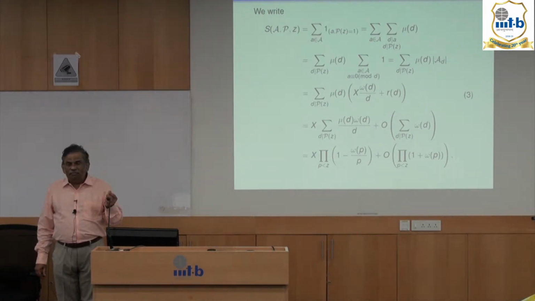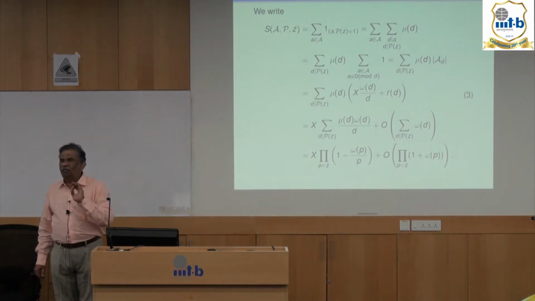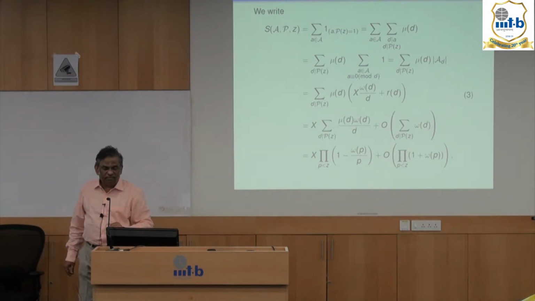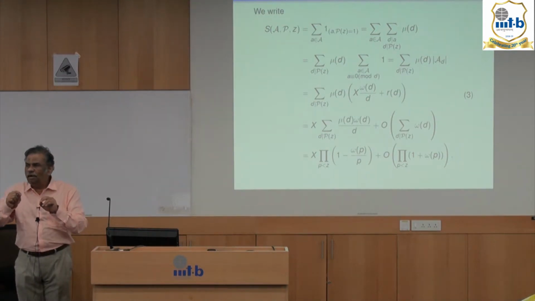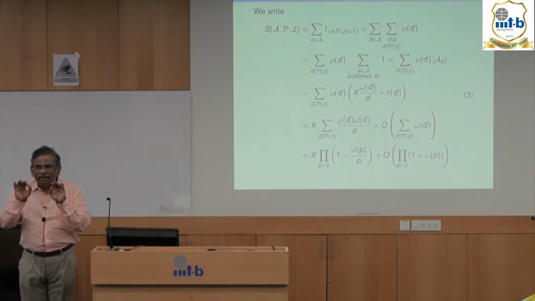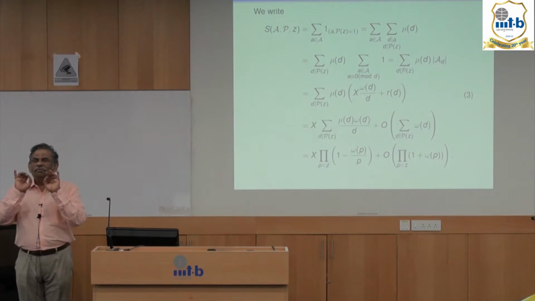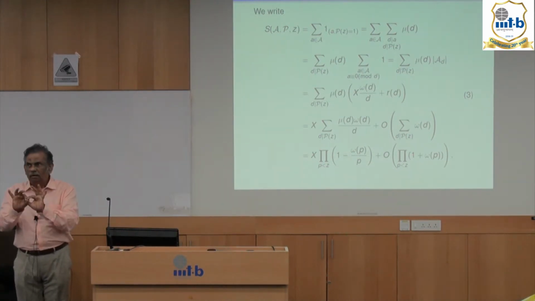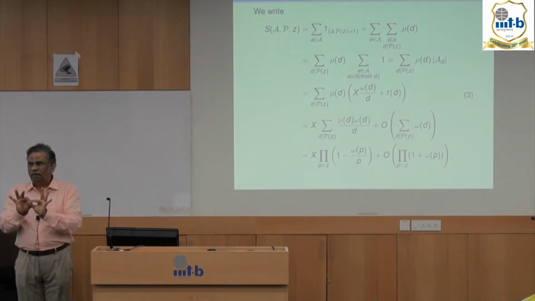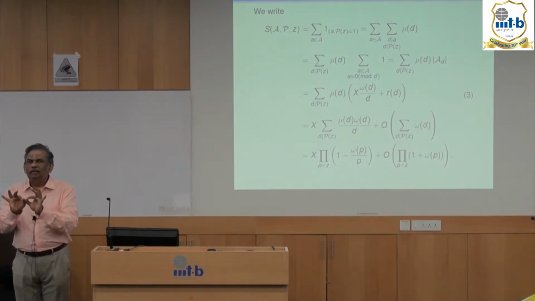Now, when you take the divisors of A and P of Z, I want a number D which divides A as well as P of Z. But to say that this D divides A as well as P of Z is equivalent to saying that D divides the GCD of A and P of Z. And since D divides the GCD of A and P of Z, if I look at the divisors D of the GCD of A and P of Z, compute the mu of D and add, then this number will be 1 only if the GCD of A and P of Z is 1, and if it is anything else, it will be 0. Therefore, this counts precisely when A is co-prime to P of Z.